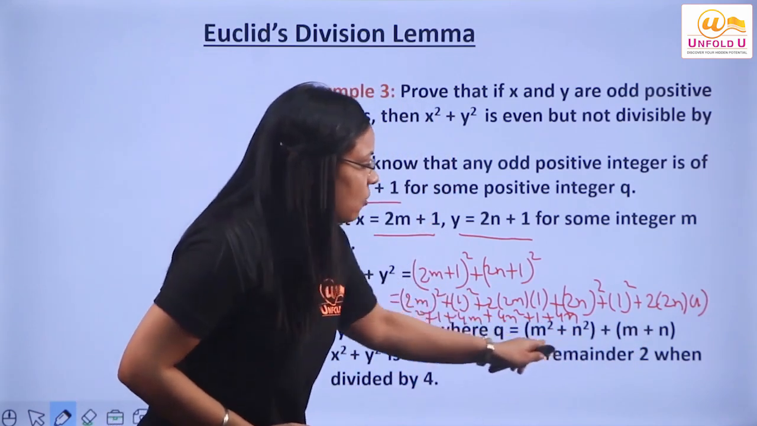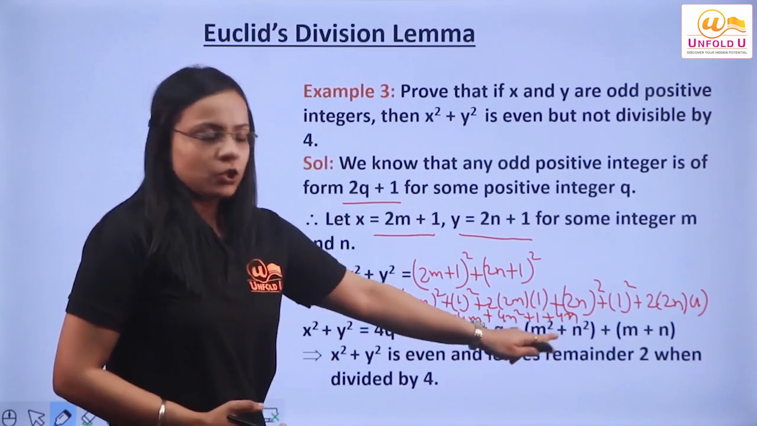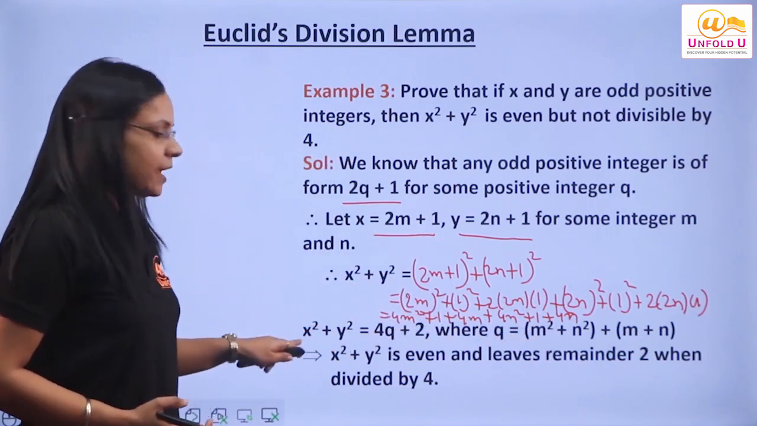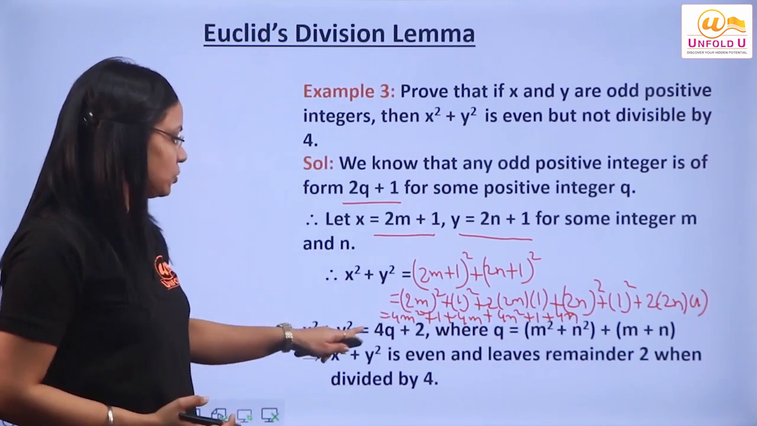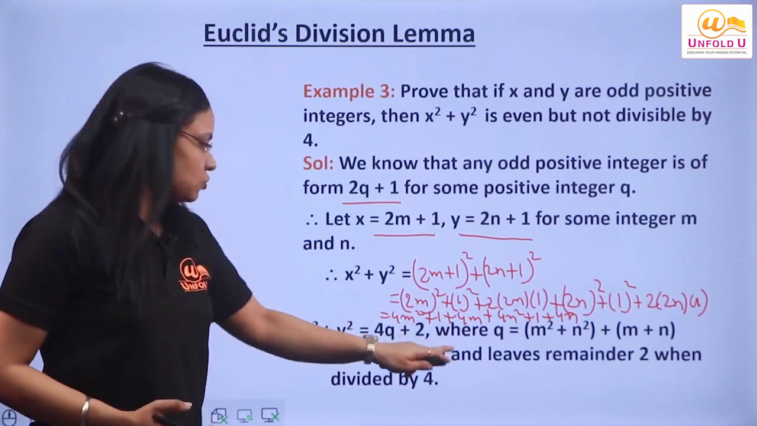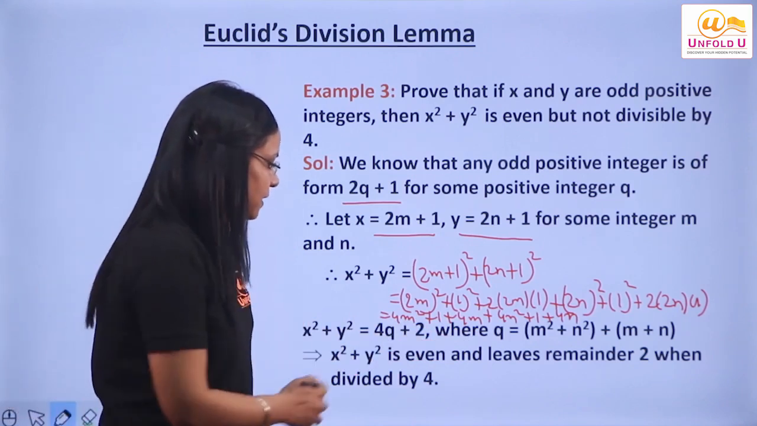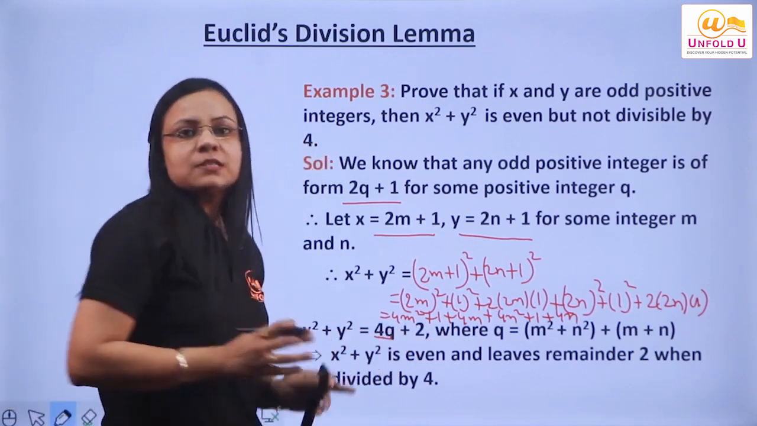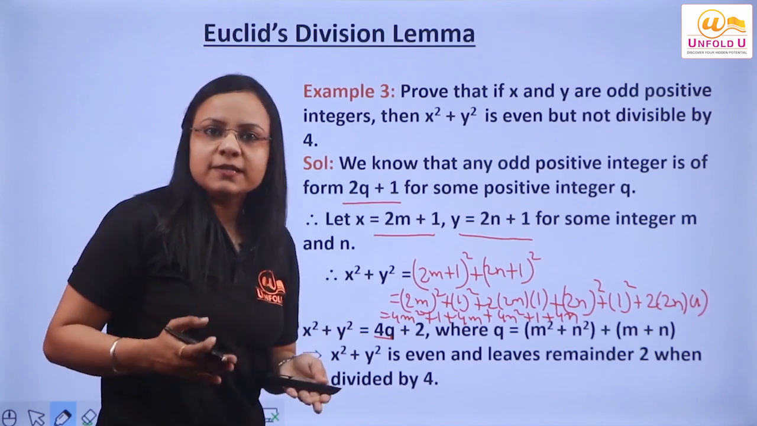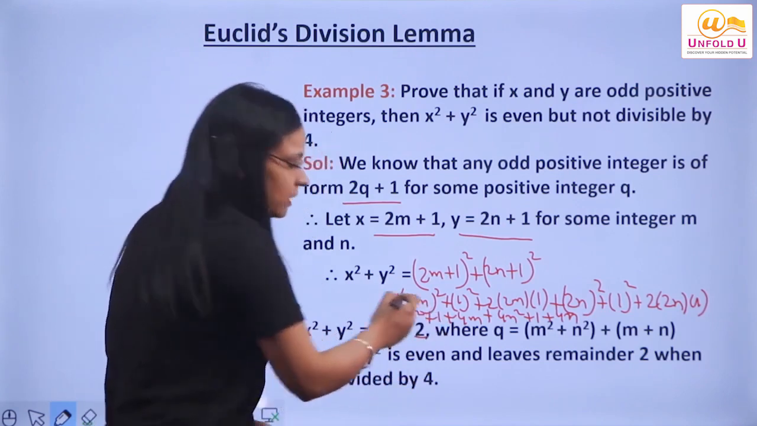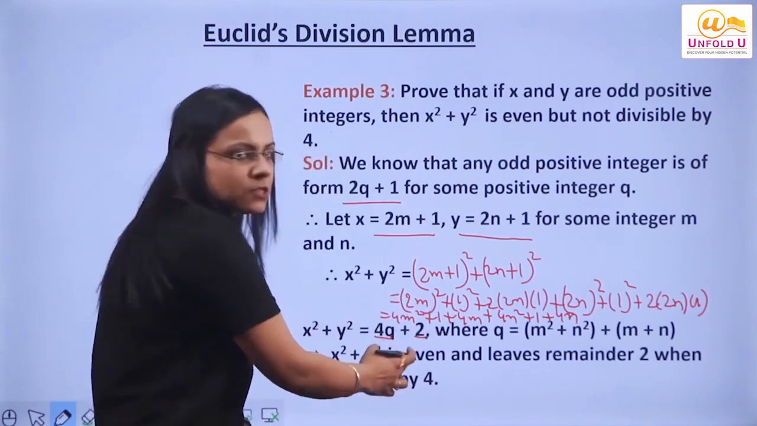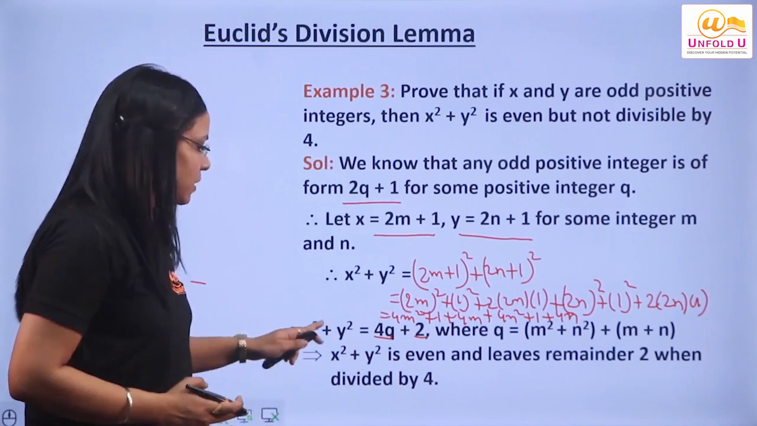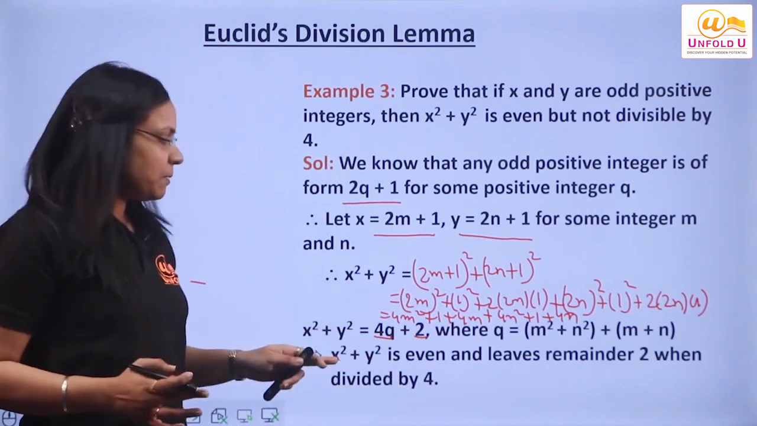You can put this term to be equal to q. So finally we get x square plus y square is equal to 4q plus 2. Here we see that as 4q is a multiple of 2, it is even, and 2 is also even. So this 4q plus 2, which is equal to x square plus y square, is an even number.